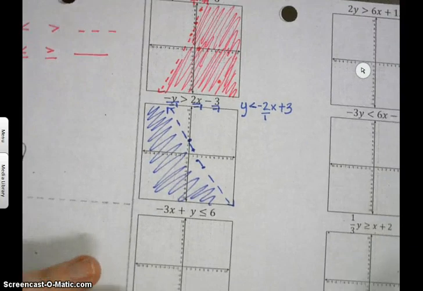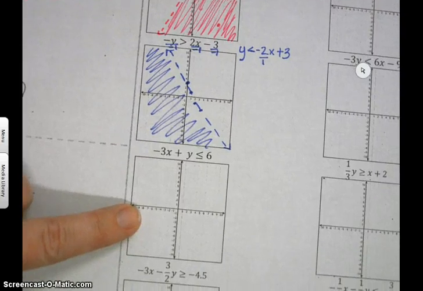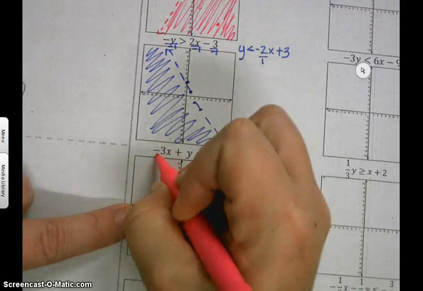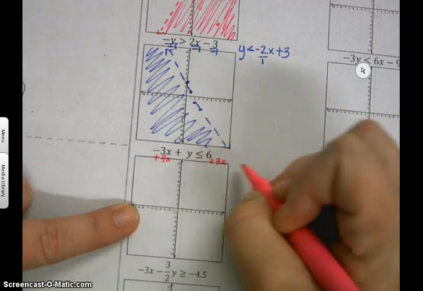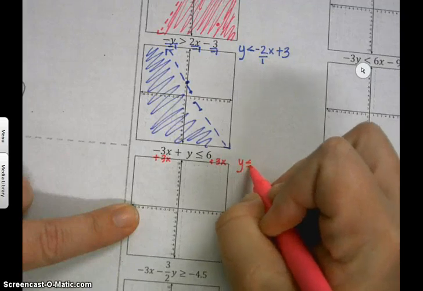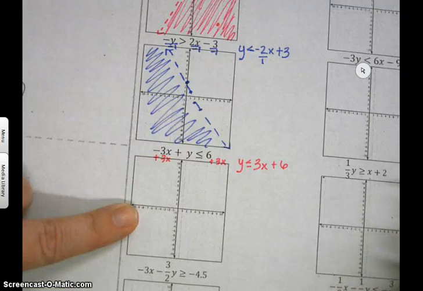Let's take a look at this next one. Negative 3x plus y is less than or equal to 6. To solve this one, it is basically in standard form right now. I would add 3x to both sides. So that gives me y is less than or equal to 3x plus 6.